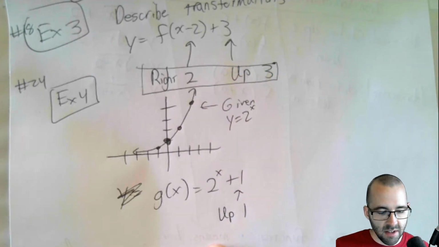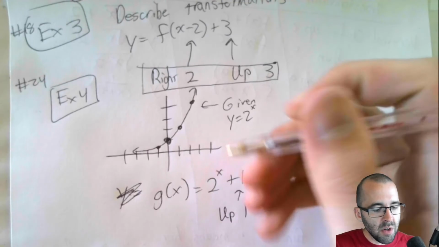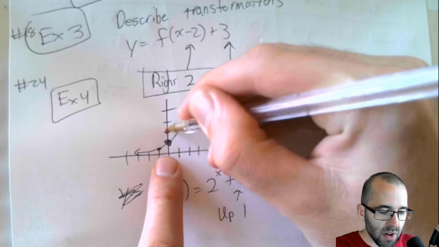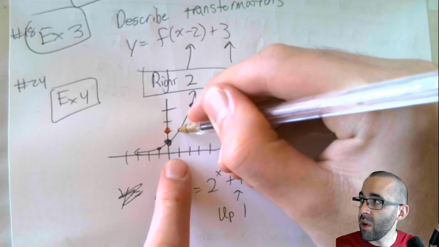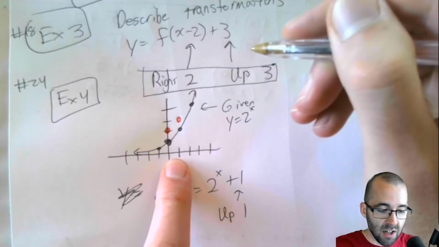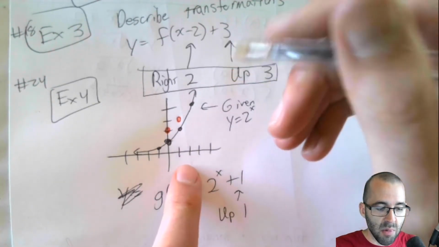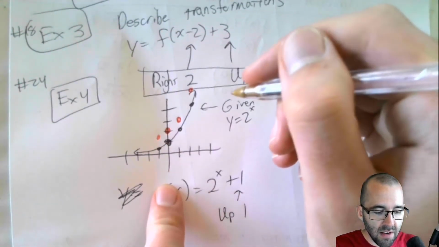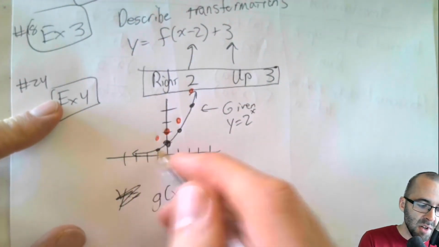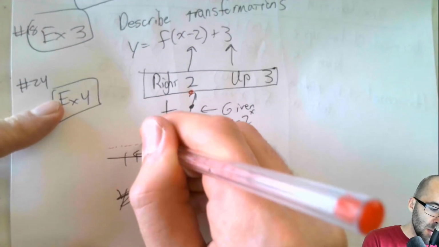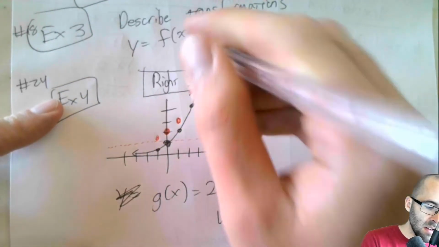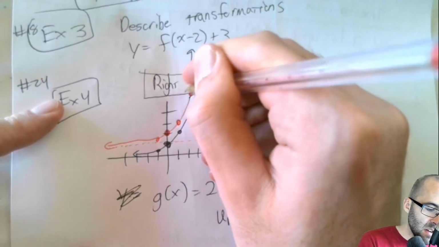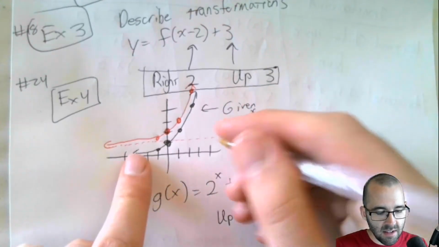So when we graph g of x, we just take every single one of these points and move it up 1. This point moved up 1 goes right here. This point moved up 1. And by the way, getting colored pencils or colored markers is very, very beneficial. This point moves up 1. This point moves up 1. And there's a horizontal asymptote at 0, which means that when you move that up, we're going to have a horizontal asymptote at 1. So our g of x just becomes like so. g of x is the red graph.